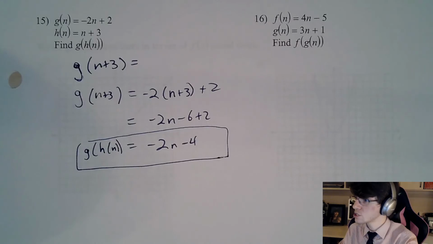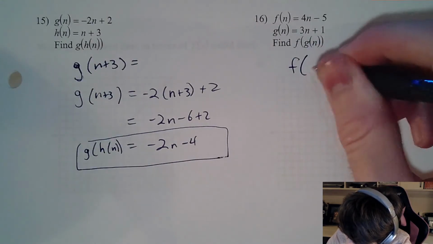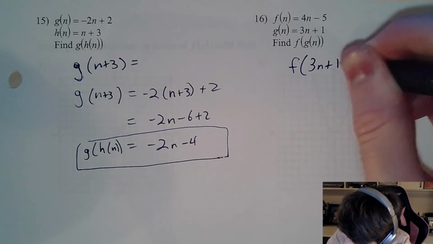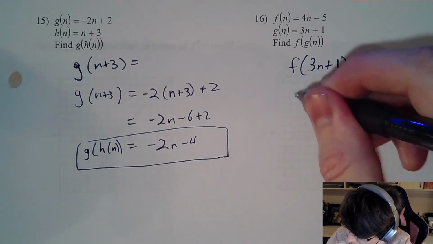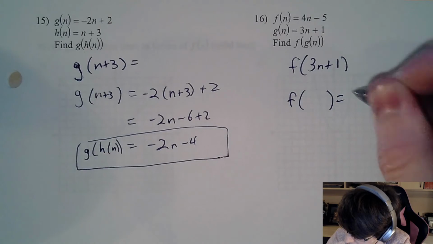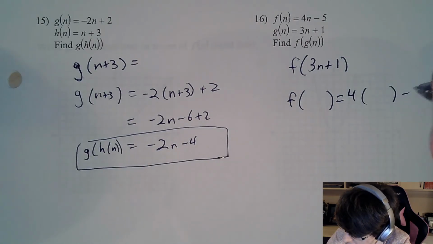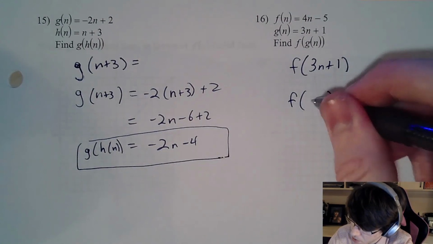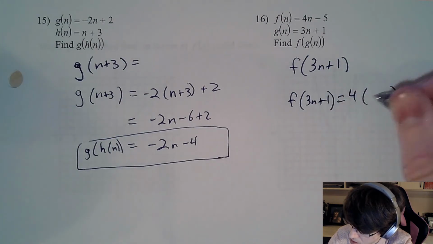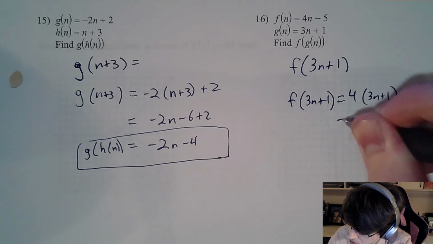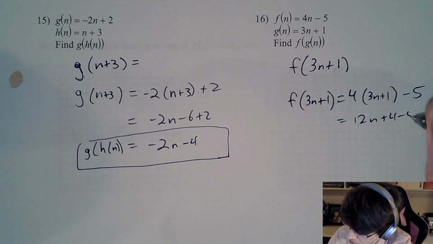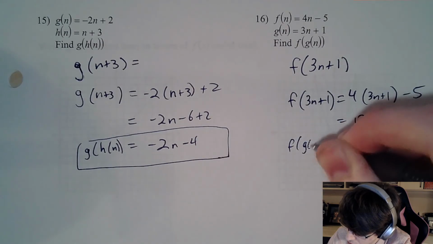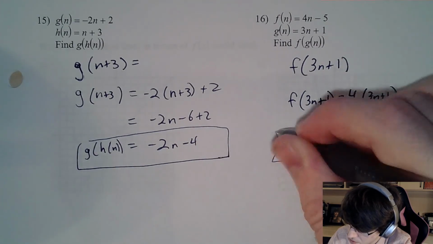Nice. One last question to do. So f of 3n plus 1, plugging that 3n where the g of n was, f of a blank is going to be 4 times that blank minus a 5. Plug in 3n plus 1, 3n plus 1. 4 times 3 is 12n, plus 4 minus 5. Final answer, 12n minus 1. Write it with that original notation. Beautiful.